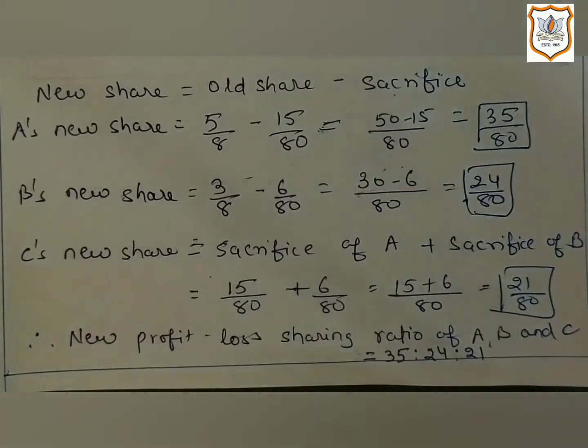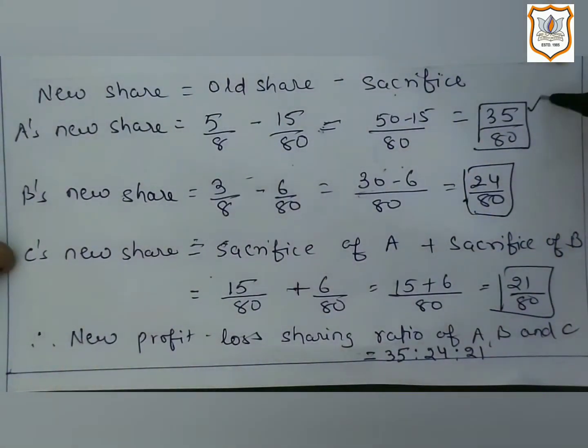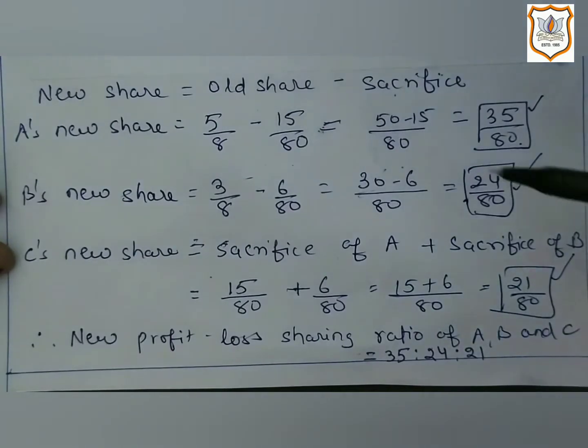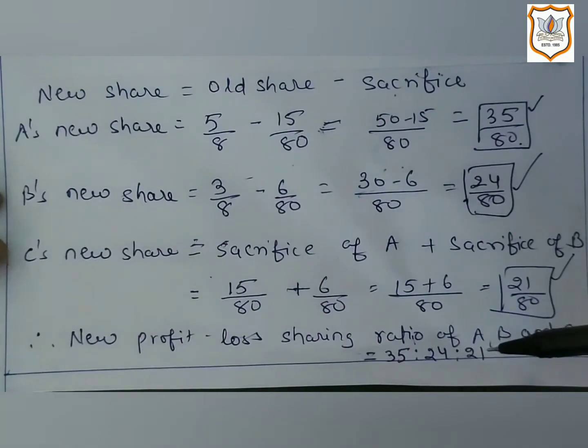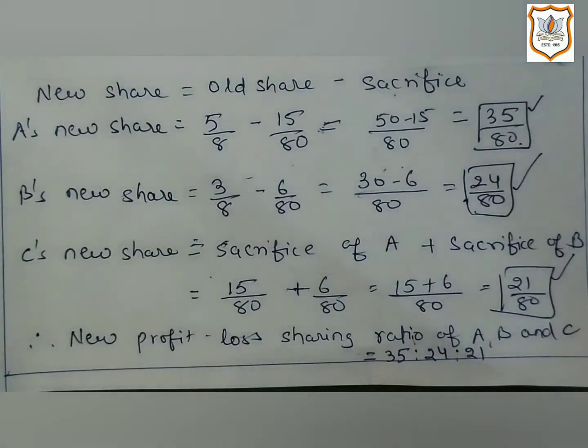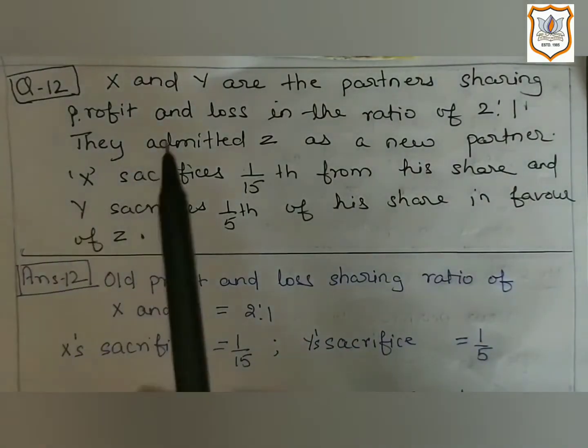So in this way, A's new share is 35/80 and B's new share is 24 by 80, C's new share is 21 by 80. So in this way, their ratio is 35 is to 24 is to 21. That is new ratio. Now let us do question number 12.